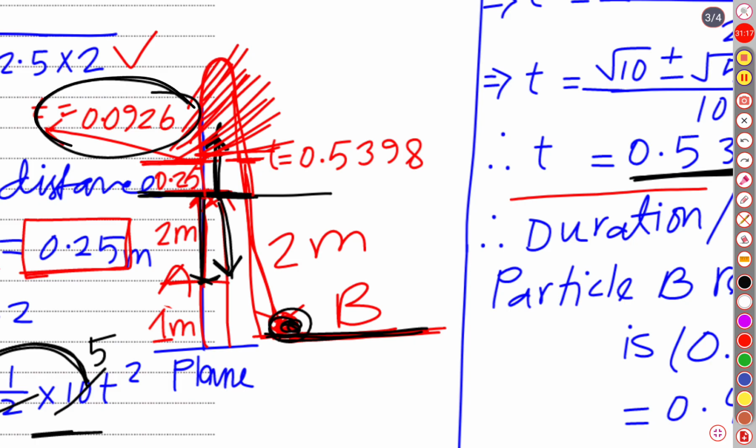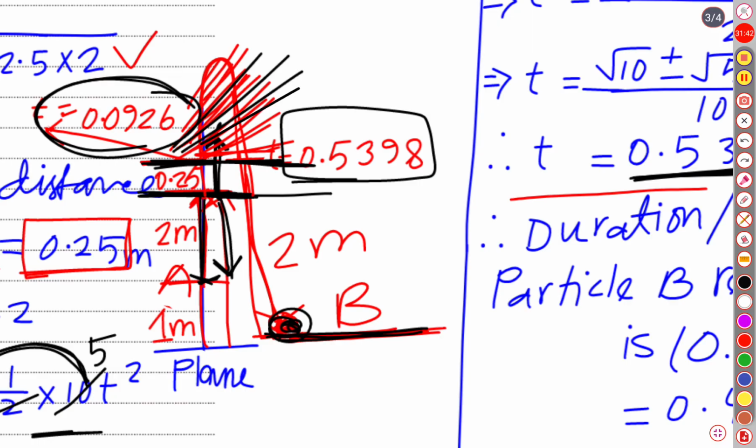First, T took 0.0926 second for reaching here. At 0.0926 second, P is over here, and again P came back to the same height after 0.5398 seconds. So first it was at this height, and again it reaches the same height at the time 0.5398. They have told us to find the duration. So how can we find the duration? From this greater time, if we subtract the lower one, we will get the duration when the particle was above this height.